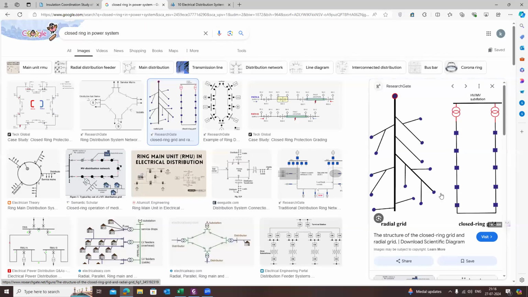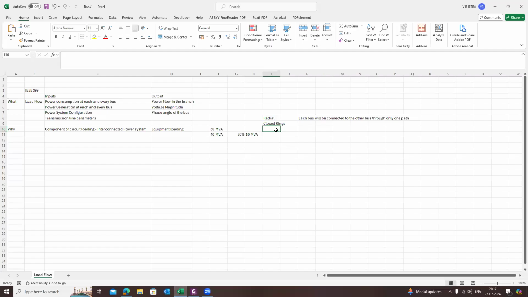So these closed rings have a closed path, but why are we calling it a closed ring? Because the closed rings have a closed path, but if anything opens, it will become a radial system. Like suppose the breaker opens here, then again it will become a radial network, correct? So that's why this is called a closed ring. I hope everyone has understood the difference between the radial system and the closed ring system, right? Yes, sir.